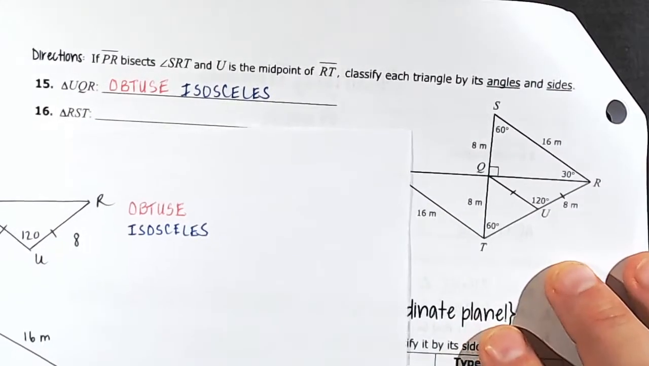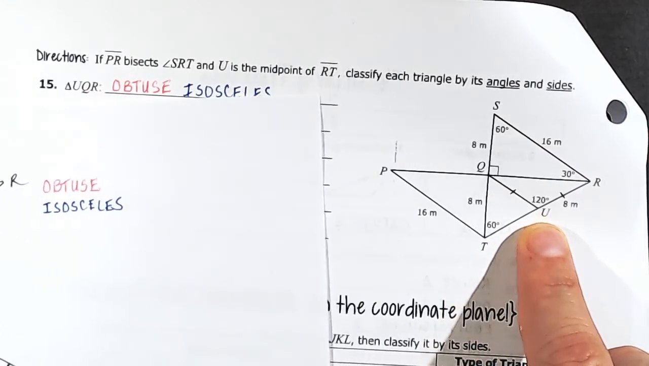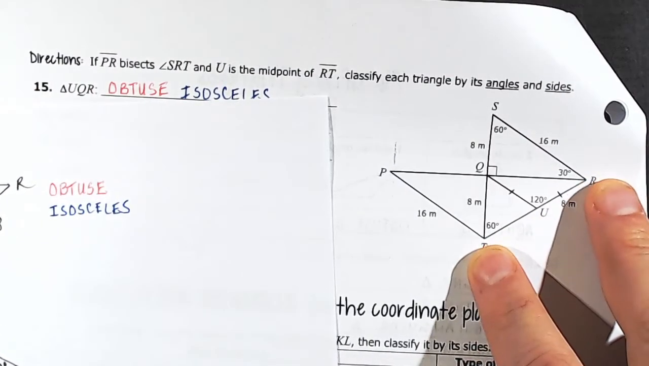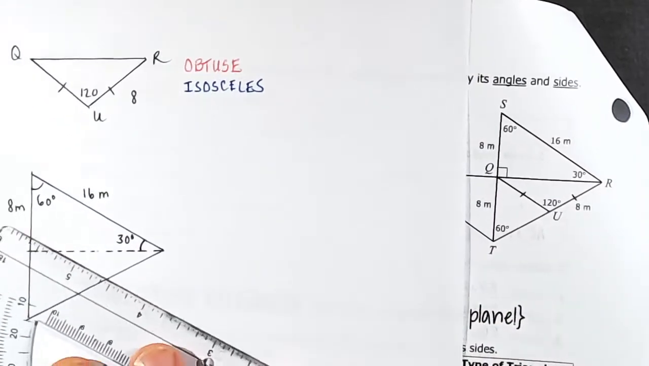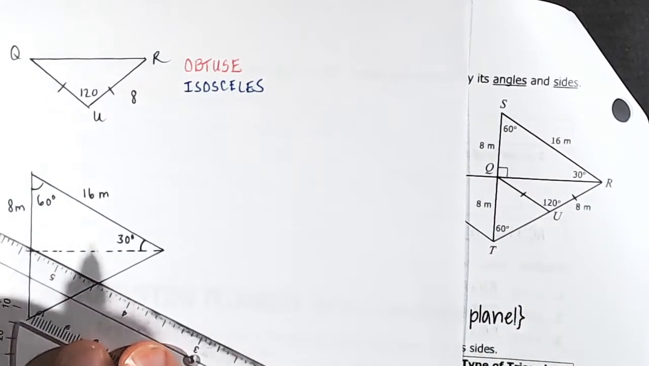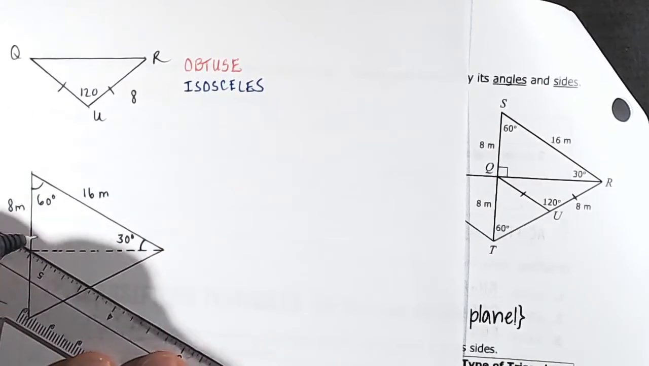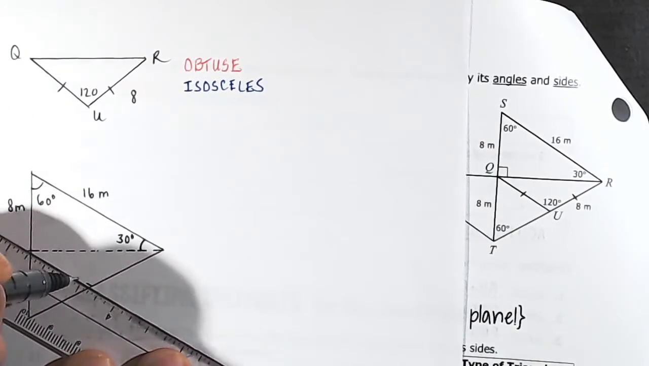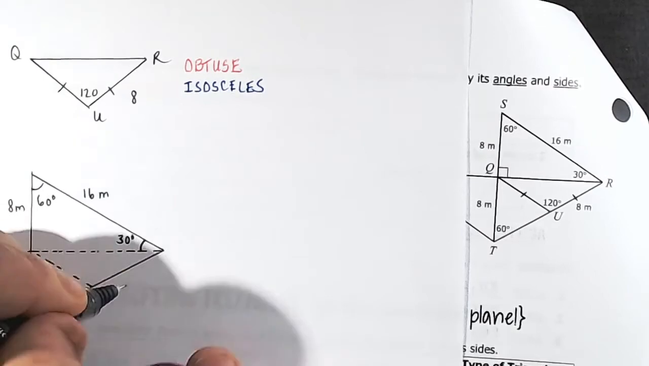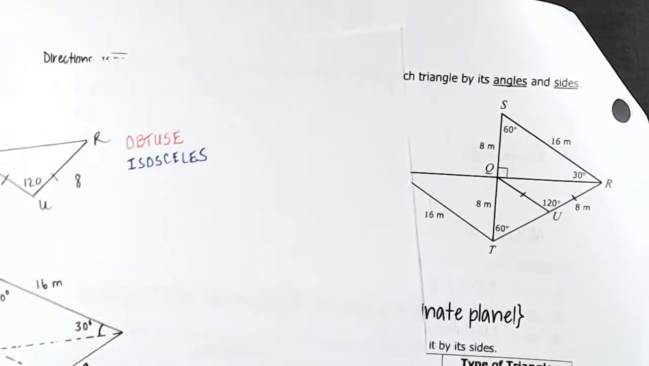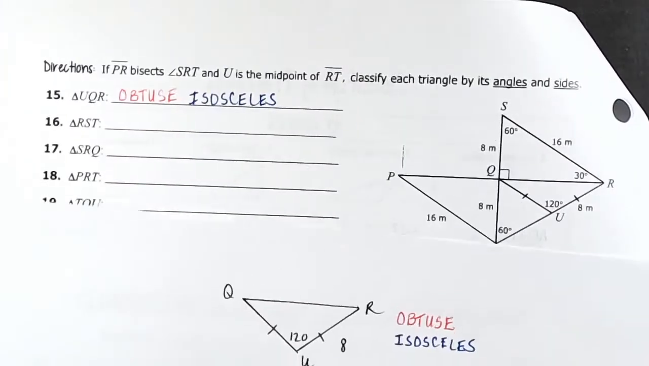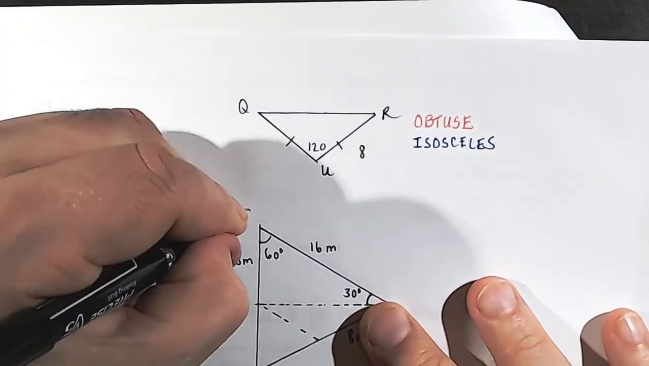We are told that U is the midpoint of RT, and that's relevant because that means there's this dashed line here that is neatly dividing this triangle in two. So let's see what we can discover about this triangle, which is SRT.